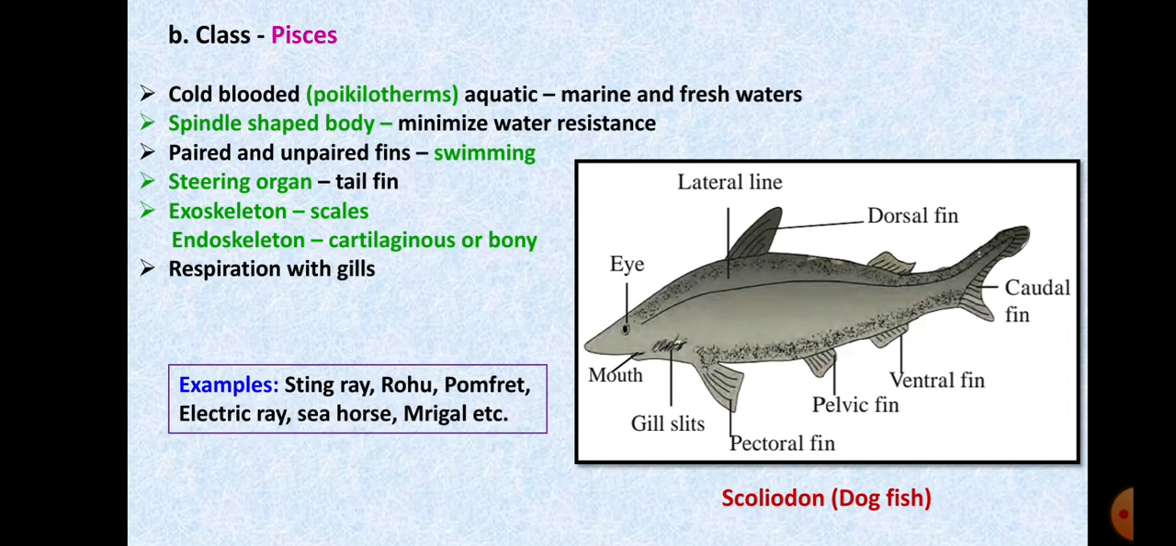Now there's a huge list of examples of this class. Few are given on your screen: stingray, rohu, pomfret, mrigel, seahorse, electric ray, etc.